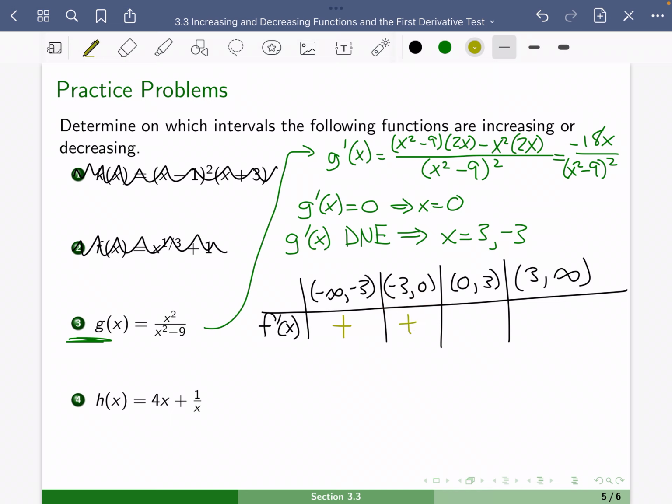Plug in something larger than 0, but smaller than 3, so like positive 2. You plug that in, you'll get a negative value. So this tells us, oh man, I made the same mistake here. In my labeling, this should have been g prime of x.